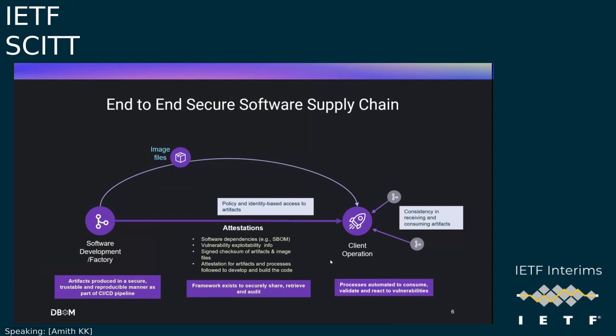So when we think of the end-to-end secure software supply chain, again, this is the perspective from the digital bill of materials team, there's a certain set of people developing software. The artifacts are produced in a secure, trustable, and reproducible manner as part of a CI/CD pipeline. Of course, reproducibility is hard to get at, but that's why we have things like SLSA, to figure out which level of security we're at.